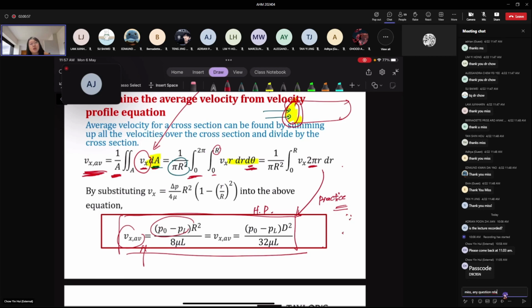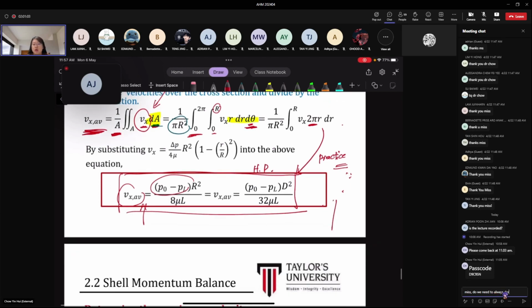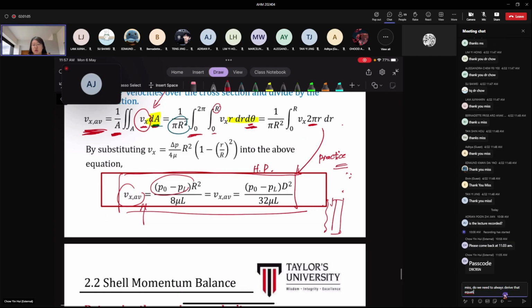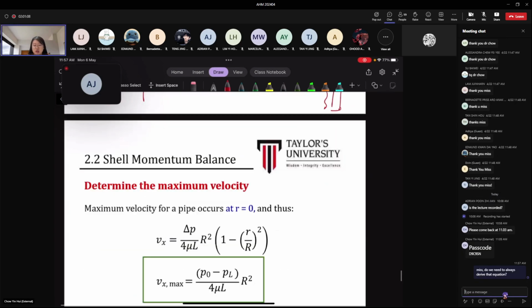Because the one that we are going to practice tomorrow is the average velocity for fluid flow down a vertical plate. We will do that case, but not this one. So you have to practice it, okay?